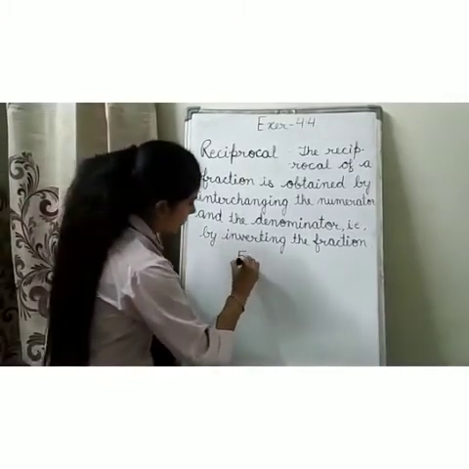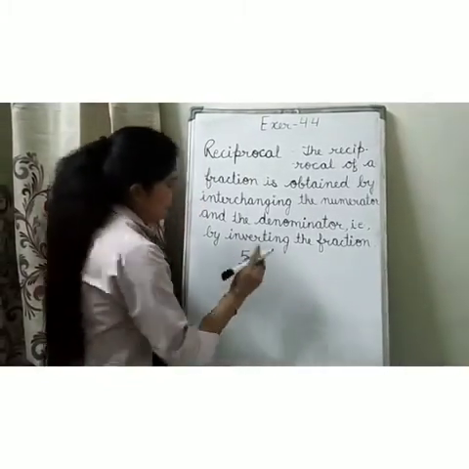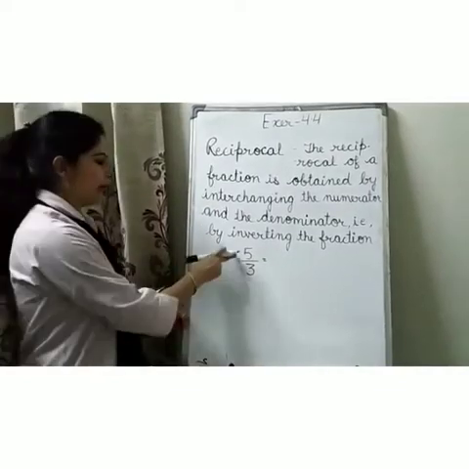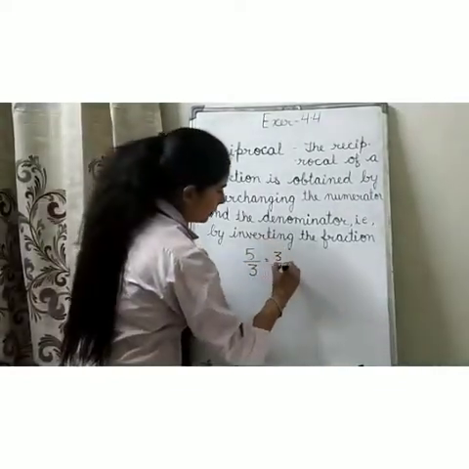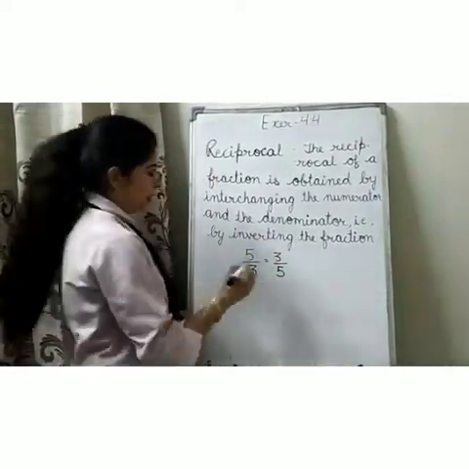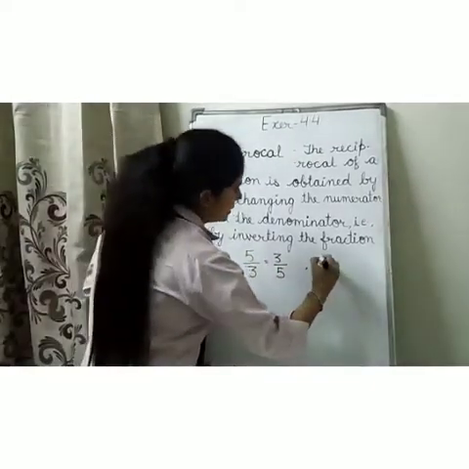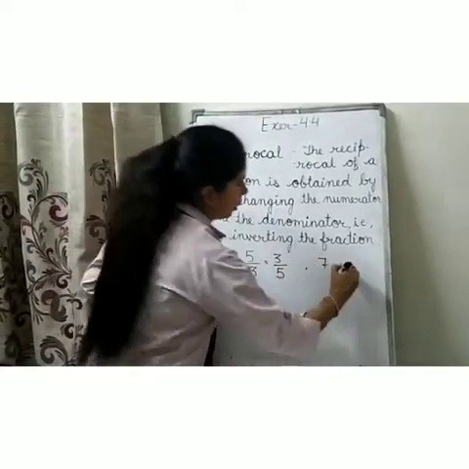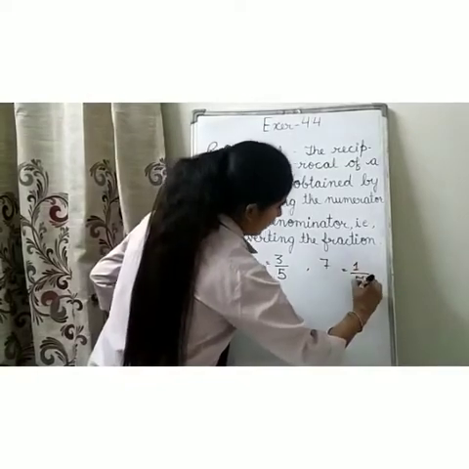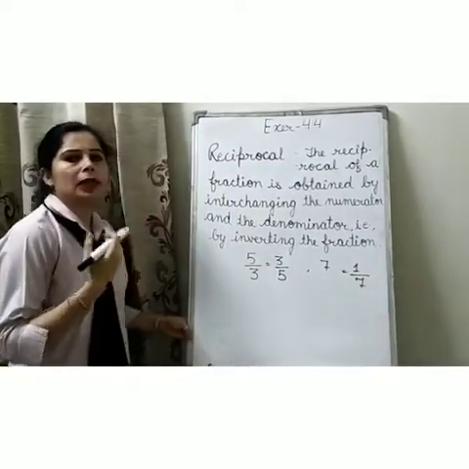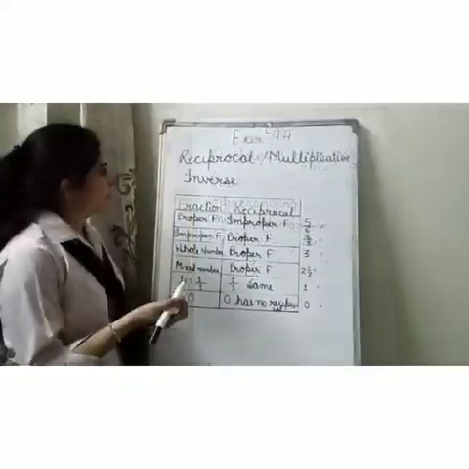Like here is a fraction 5 over 3. The reciprocal of 5 over 3 will be 3 over 5. Fine. Suppose there is a whole number 7. The reciprocal will be 1 over 7. It is also known as multiplicative inverse.